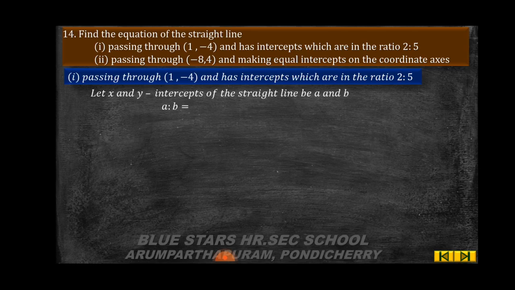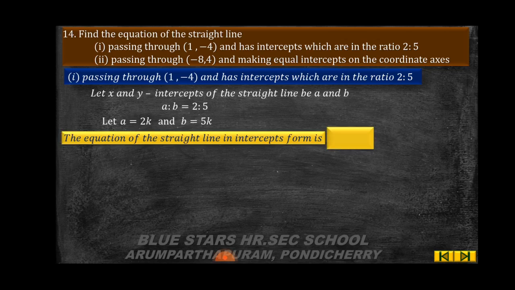Let x and y intercepts of the straight line be a and b, that is given in the ratio. So a is to b is equal to 2:5. Let a is equal to 2k and b is equal to 5k, because you know ratio means it is times of the given number. So the equation of the straight line in intercept form is x by a plus y by b is equal to 1. So substitute the values in the formula: x by 2k plus y by 5k is equal to 1, which is equation number 1.